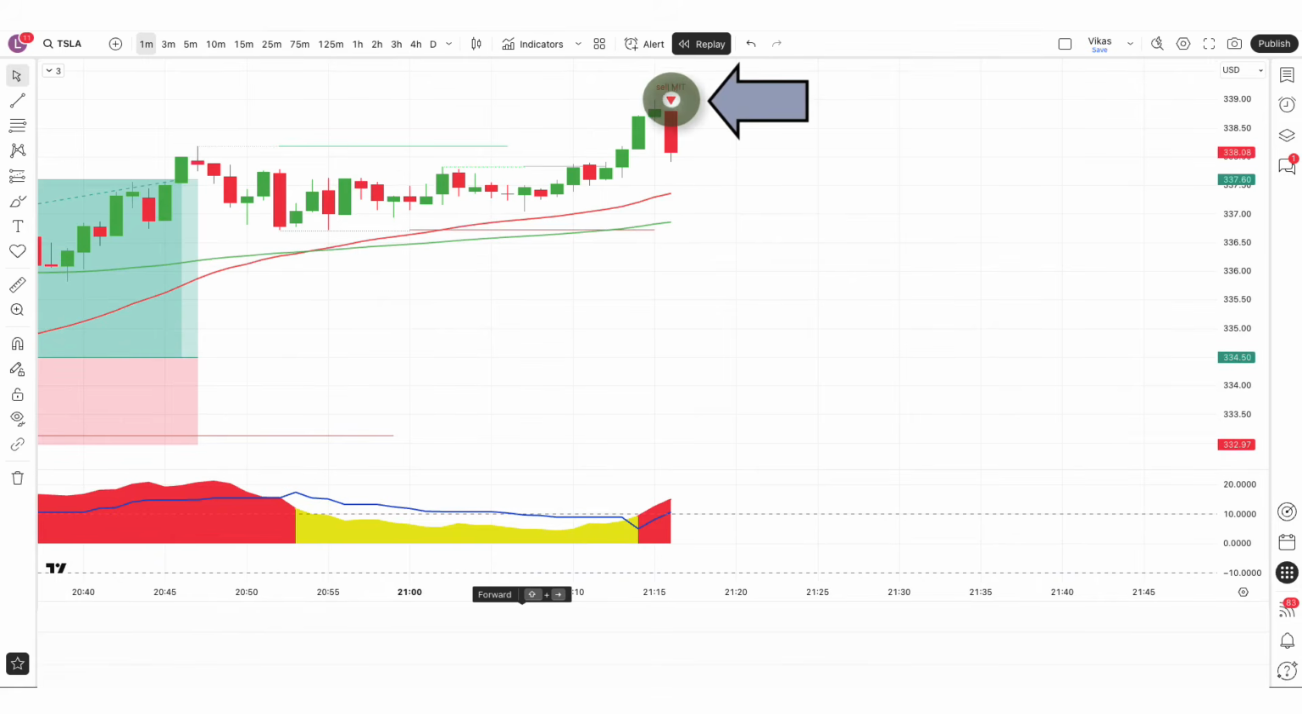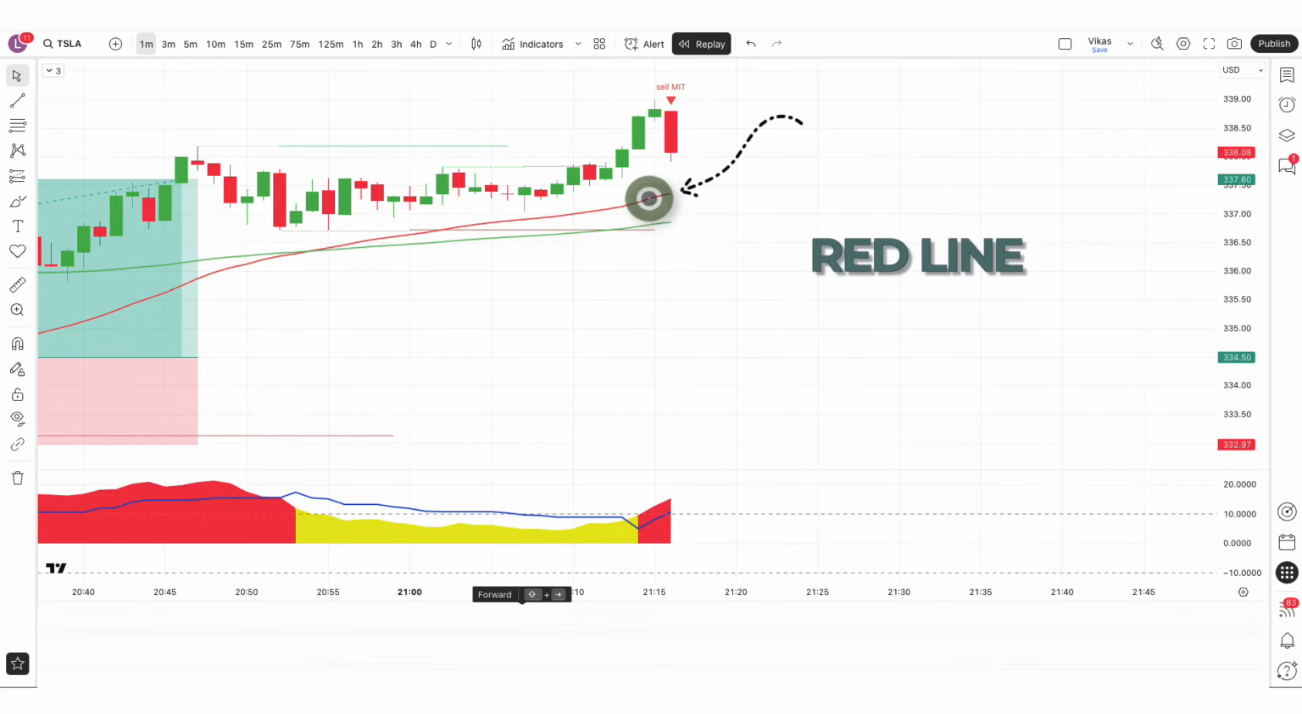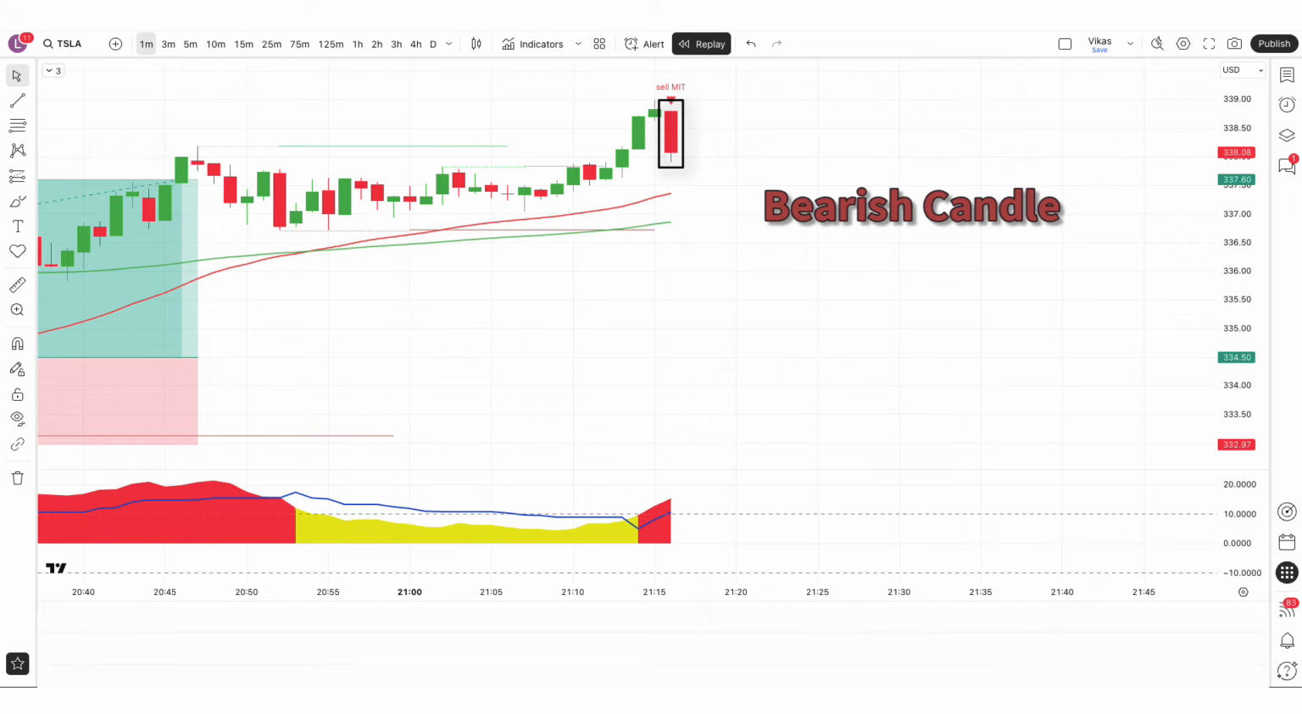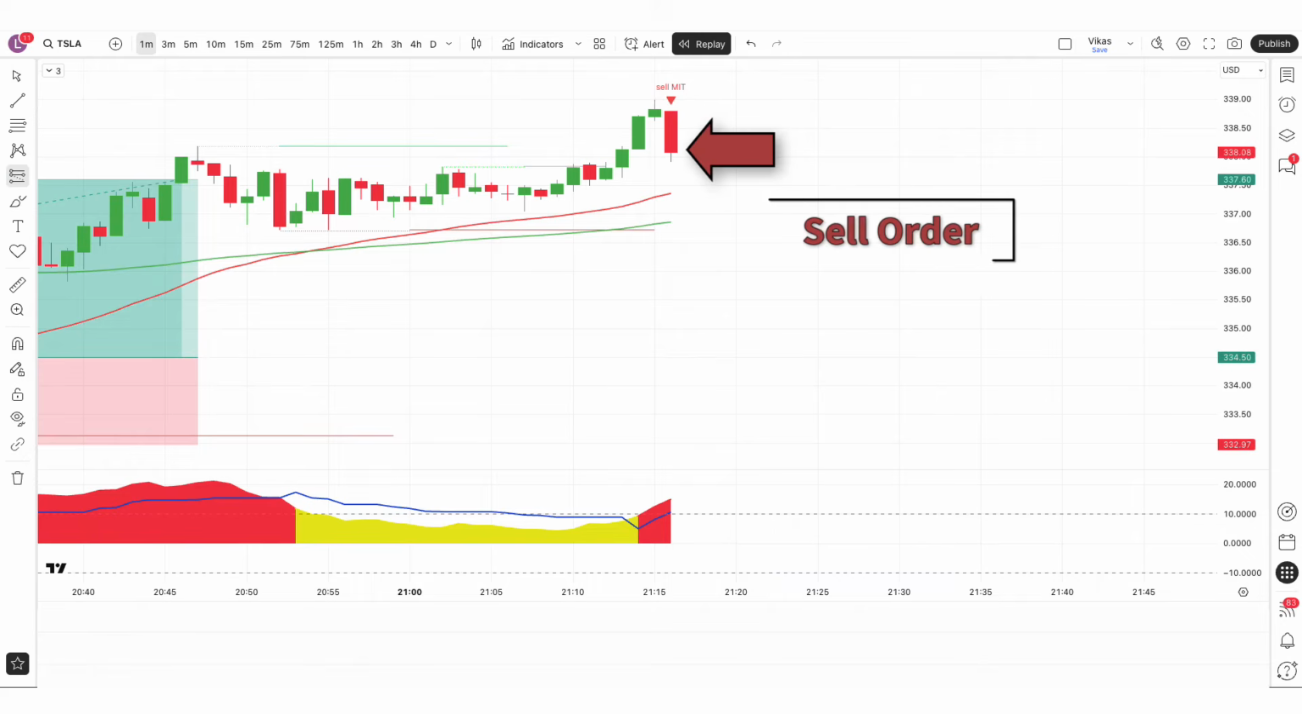When the AI engulfing indicator gives us a sell signal, the scalping pullback indicator should show the red line above the green line, the blue line of the NQQE indicator should be in the red area, and the market should form a bearish candle. If this condition is fulfilled, then we will place a sell order.